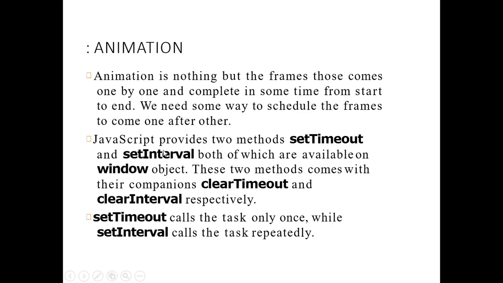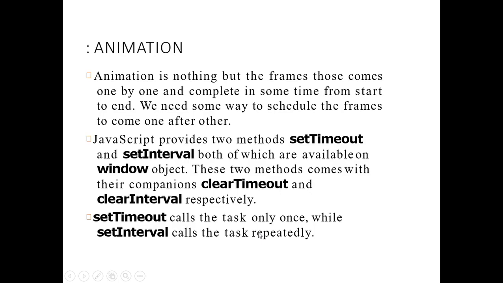Next, setTimeout calls the task only once, while setInterval calls the task repeatedly. What do you mean by it? With setTimeout you just set the time, like at 10 a.m. the frame will be released. But setInterval is set for a duration, like 5 seconds or 10 seconds. During that interval, the frame will be released again and again. That's why they say setInterval calls the task repeatedly.